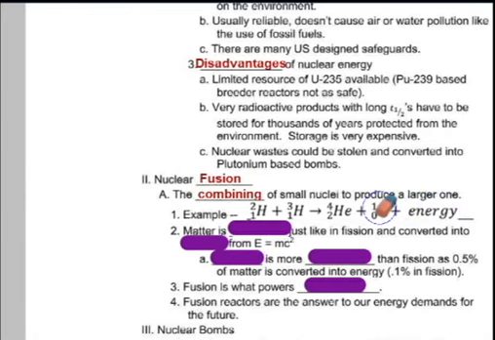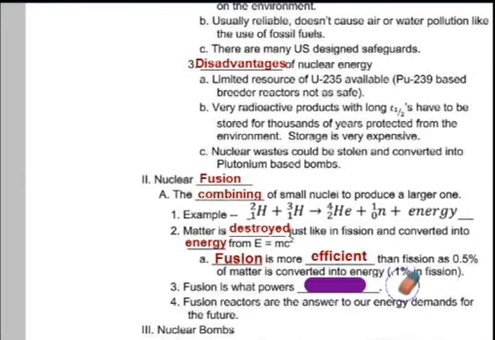Okay, and it gives us the neutron and some energy. Matter is destroyed, just like in fission, and converted into energy from E equals mc squared. However, fusion is more efficient than fission because 0.5% is converted into energy, as opposed to 0.1%. So it's 5 times as efficient as fission.